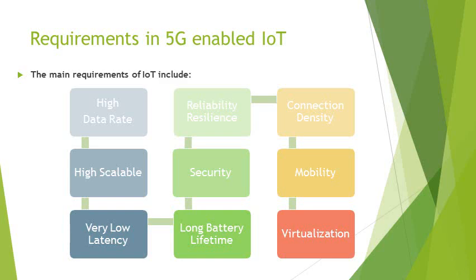First of all is the high data rate. As you know, future Internet of Things applications such as high definition video streaming, virtual reality, or augmented reality require higher data rates, at around 25 megabytes per second, to provide acceptable performance. Then high scalability: the network has to increase its scalability.